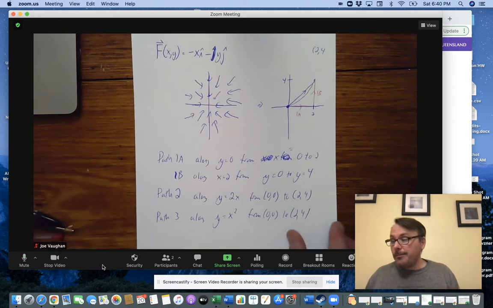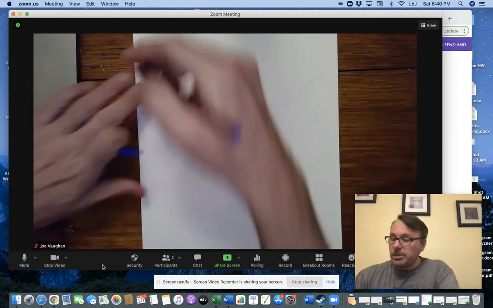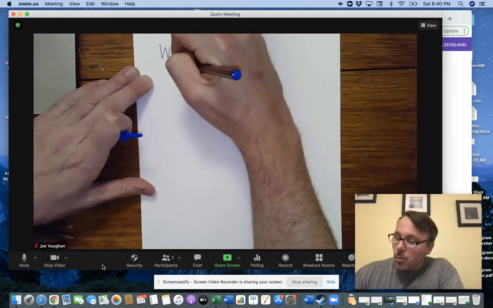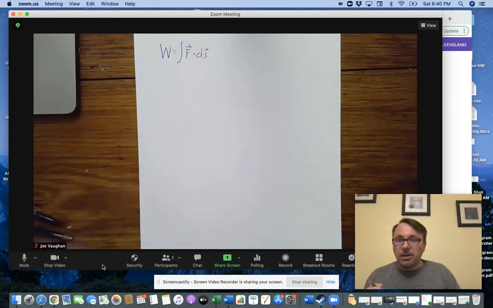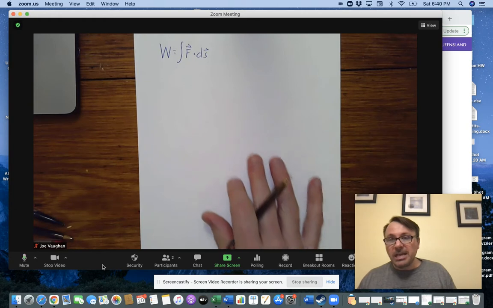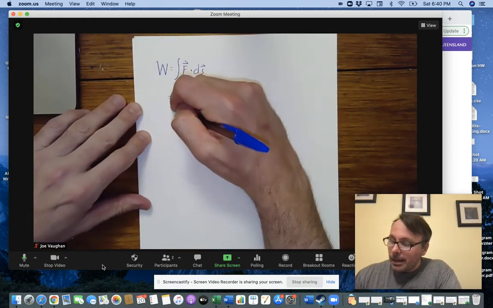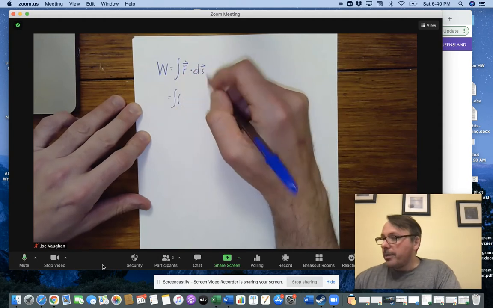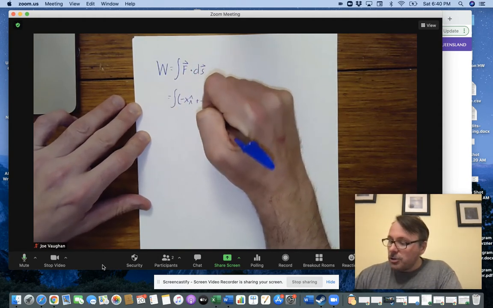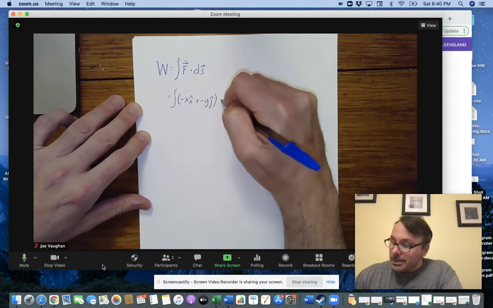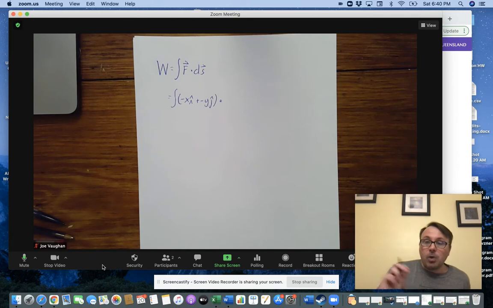So what do I do here? Every time we do this, we're going to start with our basic definition of work. Work is the integral of force dot ds, okay? And then I'm going to put in what I know. I know that this force is negative x i hat plus negative y j hat, dotted with the ds vector. A ds vector is a little change along the path.